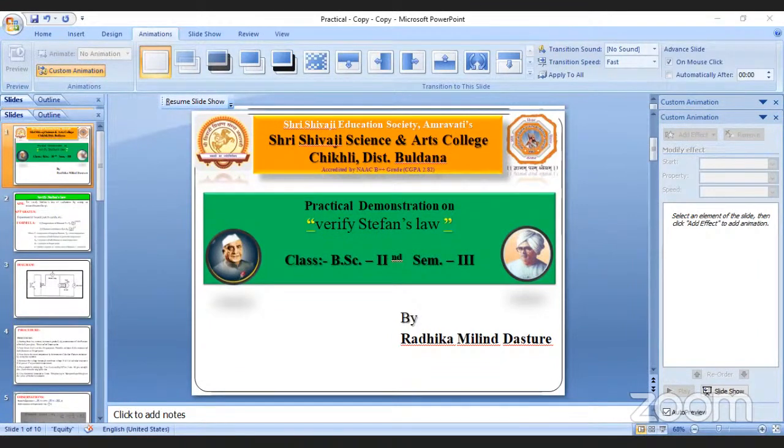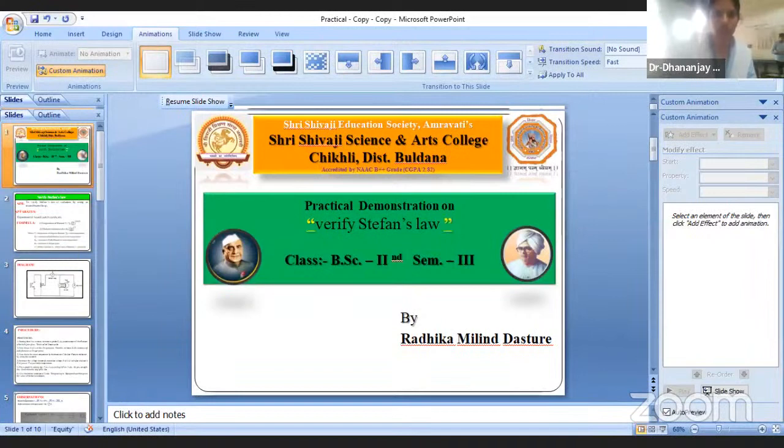Go to slide number 2. Now, the aim of the experiment is to verify Stefan's law of radiation by using an incandescent lamp. The apparatus we have to use is an experimental board, patch cords, multimeter, etc.